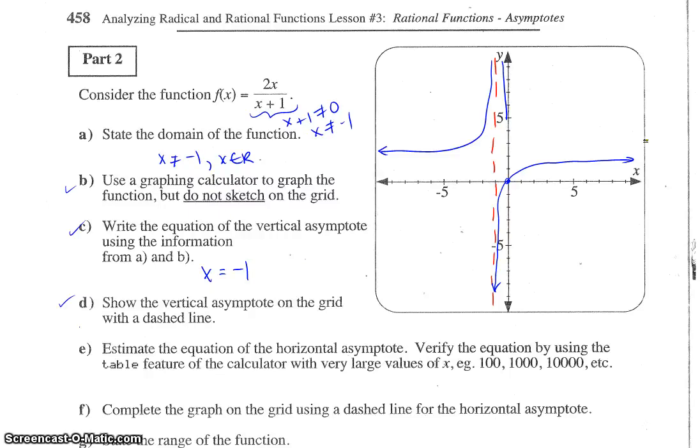We might have to finish that up in part 2 of the video. So I'll maybe see you guys in part 2, and we'll look at the horizontal asymptote in the table feature. Okay, so we'll see you there.